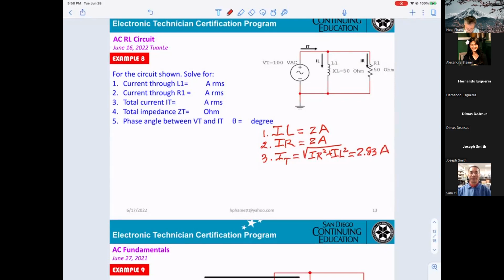Okay, and you want the total impedance. V total. Okay, V total is 100 divided by 2.83. That is 35.3. I got 35.2. 35, correct. Yeah, I got that too, 35.3.